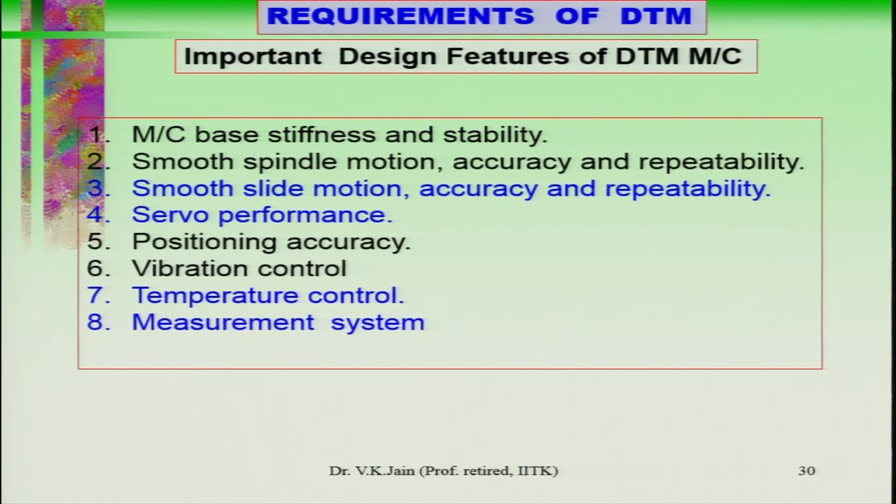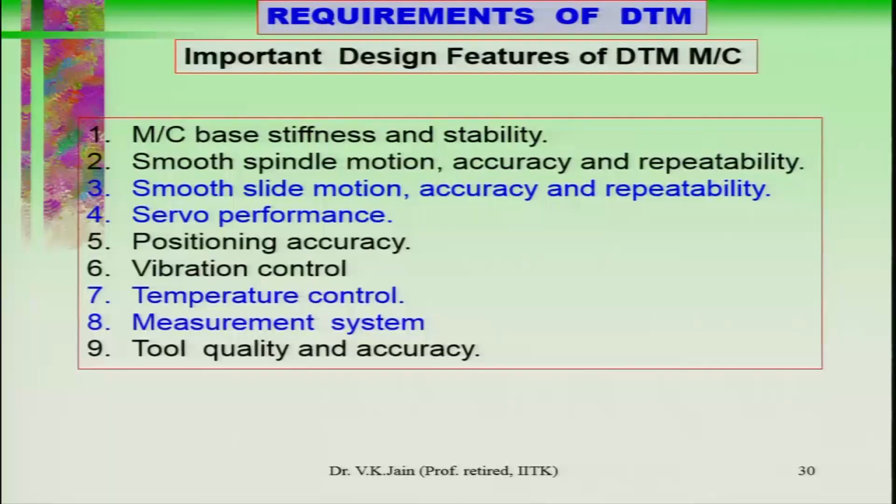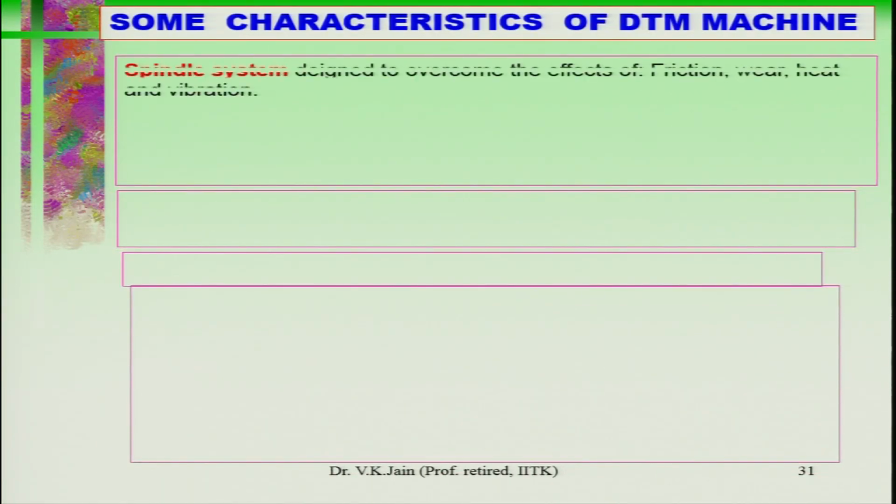And then you need a measurement system online if possible, so that you can check whether the dimensions that you want or the surface finish that you are expecting are obtained or not. Otherwise, if they are not obtained, in many machines you can make online corrections to achieve the desired results. And tool quality and accuracy is again important, because this is the tool which is going to control the characteristics of the machined surface.